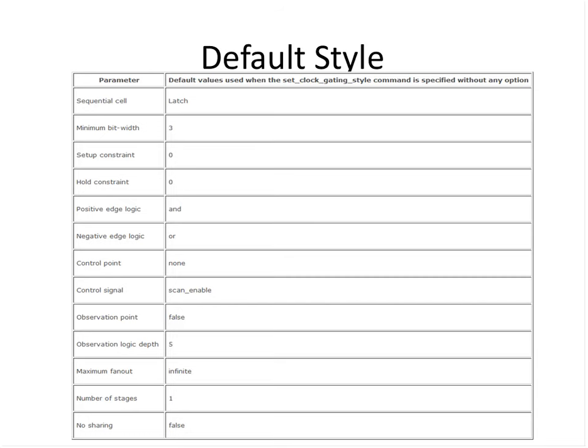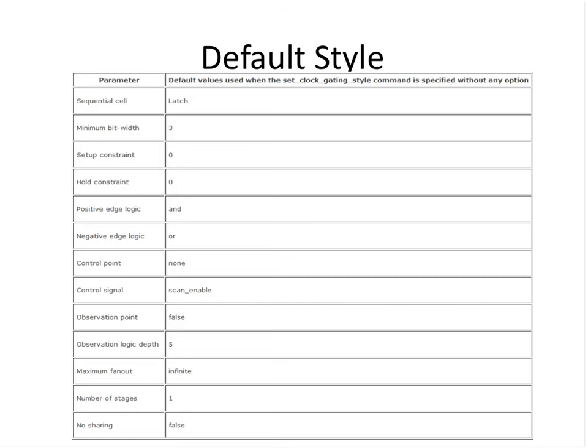Positive edge logic is AND, that means for a positive edge triggered flip flop it will use an AND type of gating. For negative edge triggered logic it will use an OR type of gating. You can draw it on paper why an AND gate is suitable for positive edge triggered, and why an OR gate is suitable for negative edge triggered, right? It's very easy to deduce.